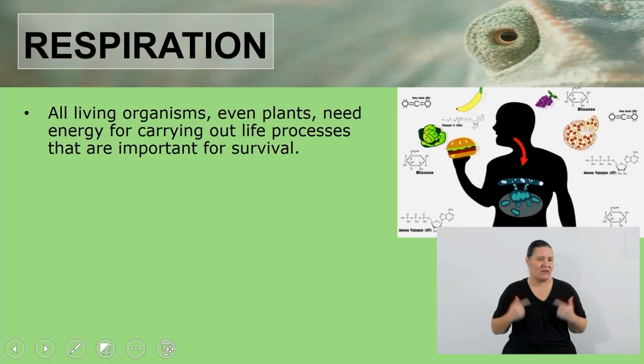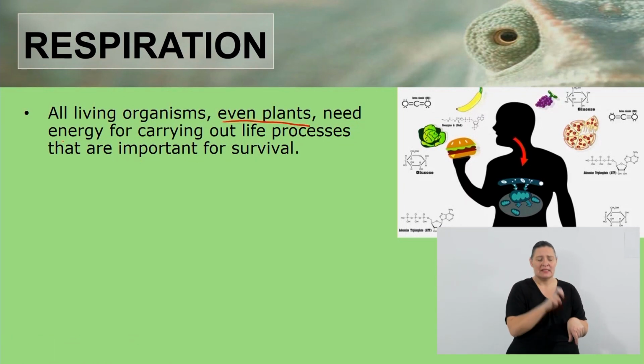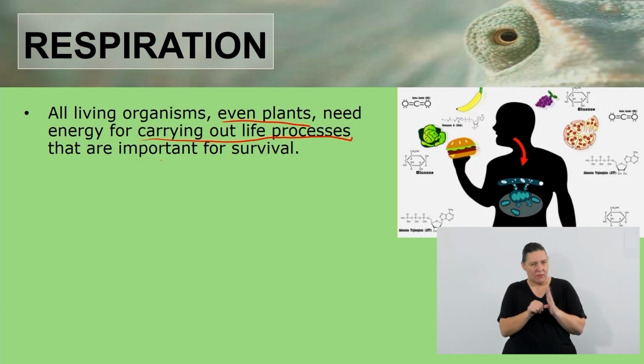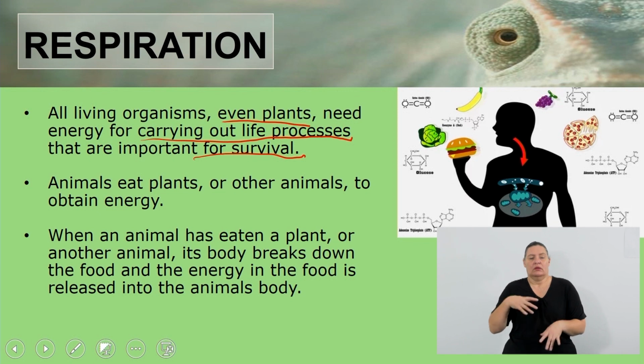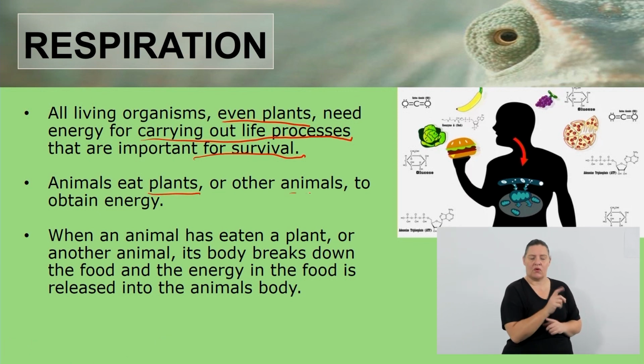Welcome back. So we are going to look at the first concept of our lesson, which is respiration, definition, and explanation. All living organisms, even plants, need energy to carry out life processes that are important for survival. So we already know what life processes are. Animals will eat plants or other animals to obtain energy. So how do they obtain this energy?